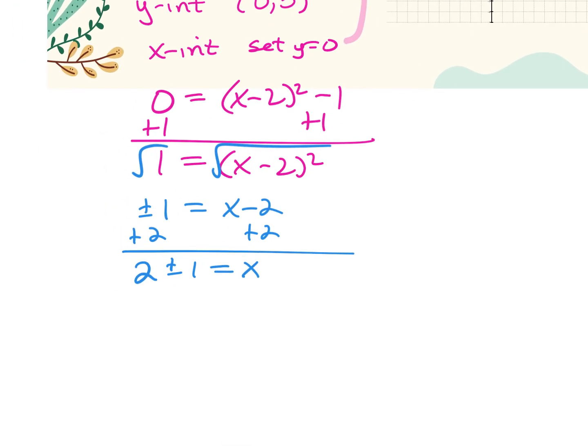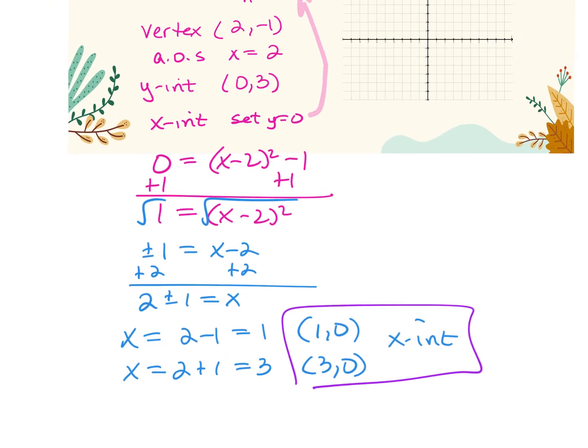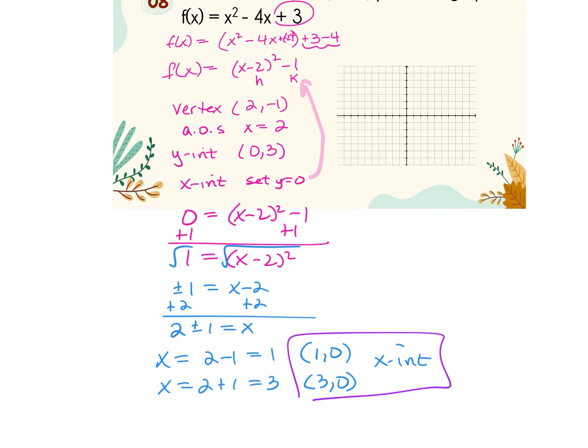And now I make two problems. x is equal to 2 - 1, and x is equal to 2 + 1. This gives me 1. This gives me 3. My two x-intercepts are (1, 0) and (3, 0). So now I found all of the pieces that I need to graph my parabola. I have the x-intercepts, a y-intercept, the vertex, and the axis of symmetry. So I'm going to get all of this information put onto my graph.